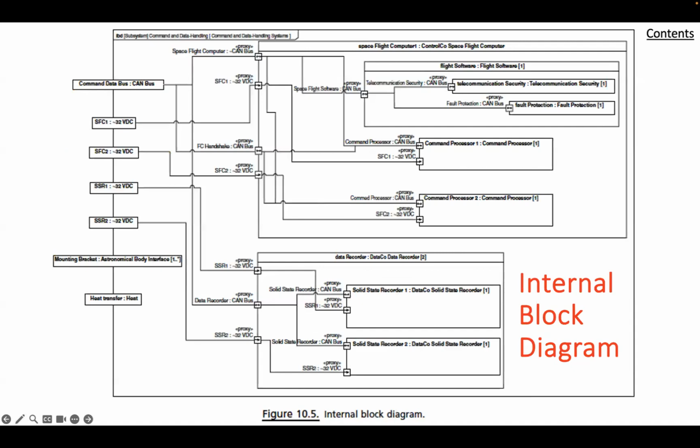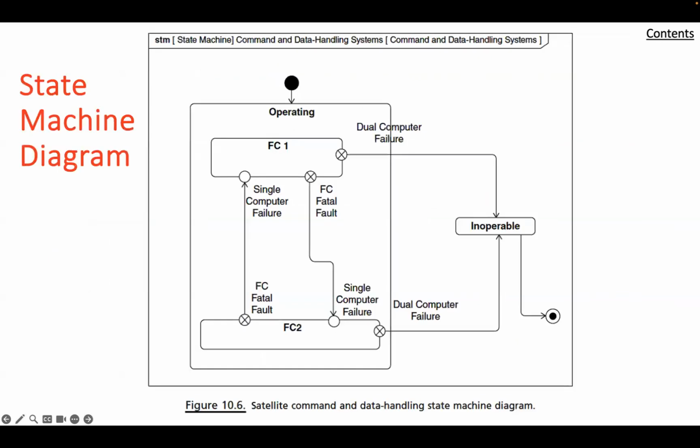So here is an example of another SysML diagram called the internal block diagram, or IBD. The interfaces between model elements may be represented via the SysML internal block diagram. So this figure shows the connection between elements of a notional satellite command and data handling subsystem. Port types such as CAN bus are defined once and reused throughout the model to ensure consistency.